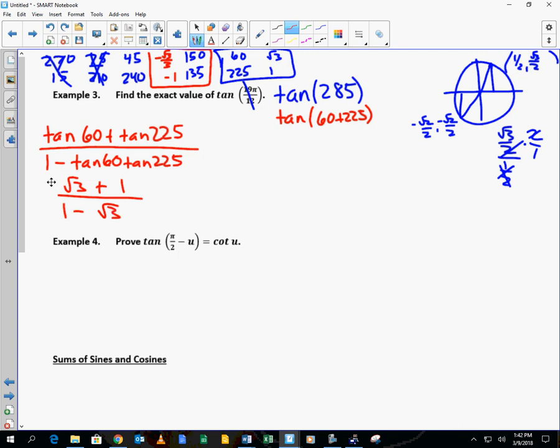Can I leave a radical in the denominator? How do I get rid of a radical in the denominator? Yeah, you multiply by the conjugate. 1 plus root of 3.